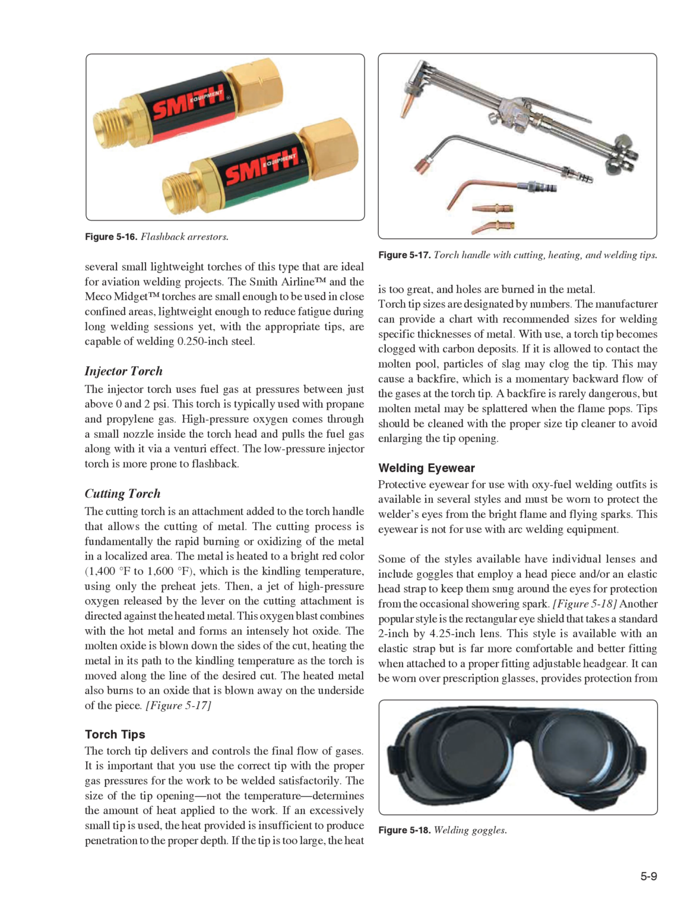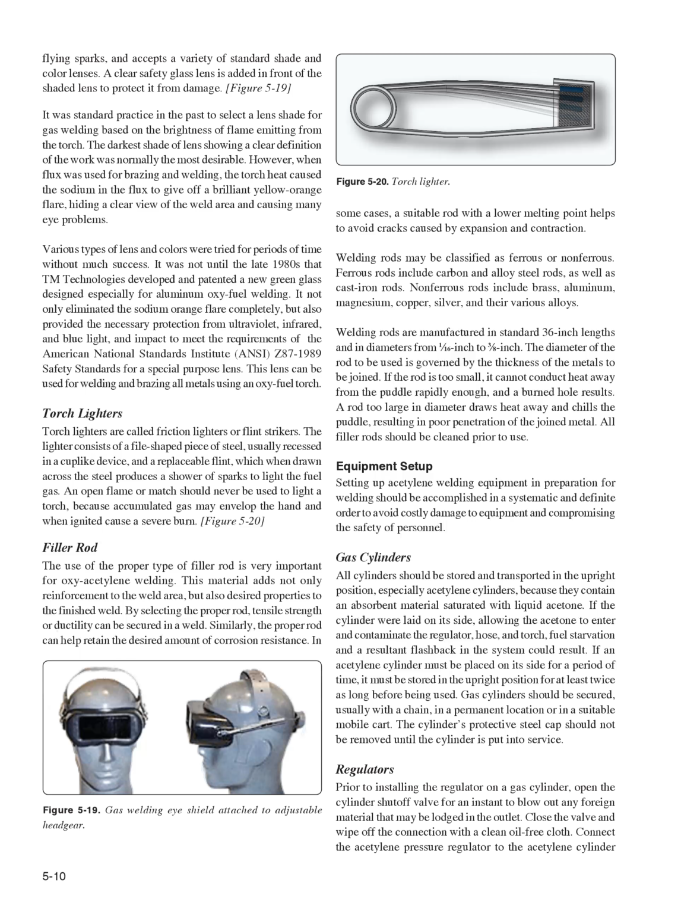Figure 5.18. Another popular style is the rectangular eye shield that takes a standard 2-inch by 4.25-inch lens. This style is available with an elastic strap but is far more comfortable and better fitting when attached to a proper fitting adjustable headgear. It can be worn over prescription glasses, provides protection from flying sparks, and accepts a variety of standard shade and color lenses. A clear safety glass lens is added in front of the shaded lens to protect it from damage.